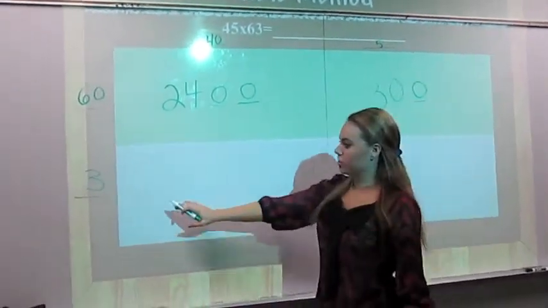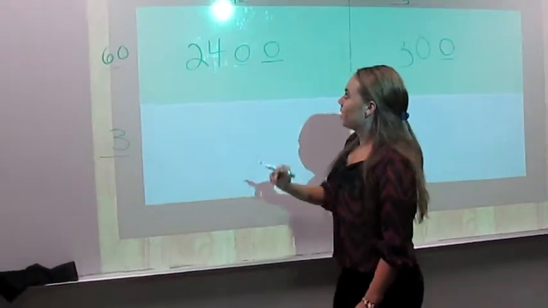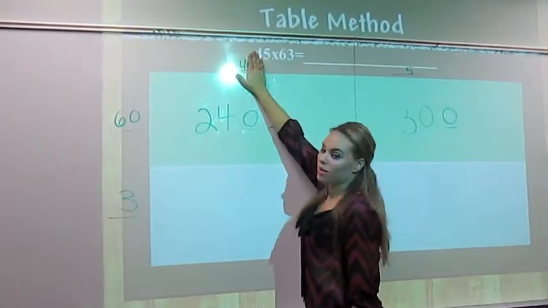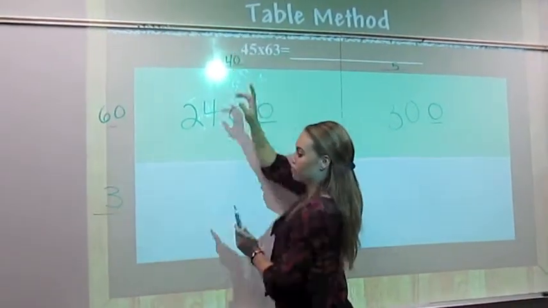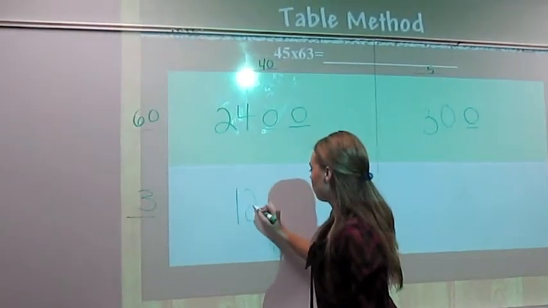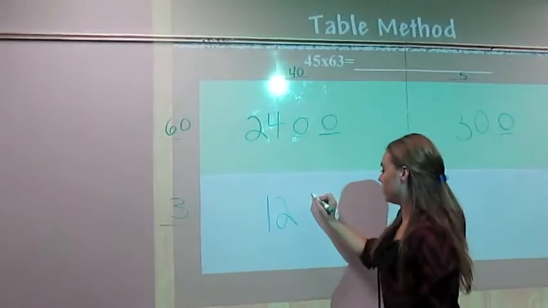Next, we're going to come back to this 3 right here. And we see we're going to do 40 times 3. And you see we have a 0 here, so what are we going to do? Cover it up. Which leaves us with 4 times 3. And that gives us 12. And we covered up 1 0, so we have to put that 0 back.